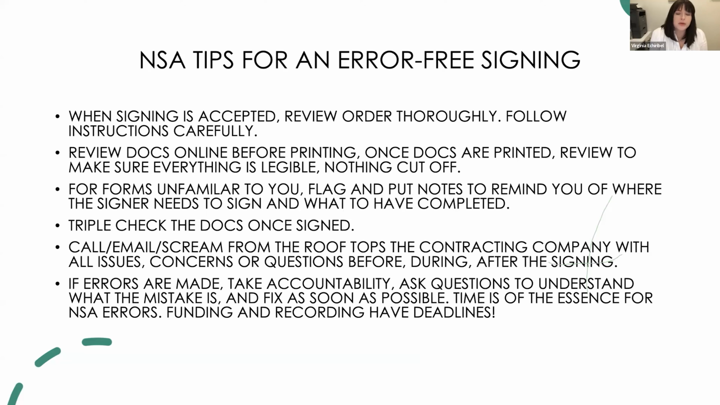If forms are unfamiliar to you, you might want to flag them and put notes to remind you of where the signer needs to sign and what to have completed. So that's a little tip. Now, remember, before you ship the docs back, remove those flags. Escrow doesn't want to do that for you. They'll get fired up over it because it just is more time out of their day, right? Do your triple check of the docs once they're signed. I think a triple check is adequate. When you're new, you might check it 5 or 6 times before you ship it, but a triple check is, I think, for me, what I do when I do loan signings.